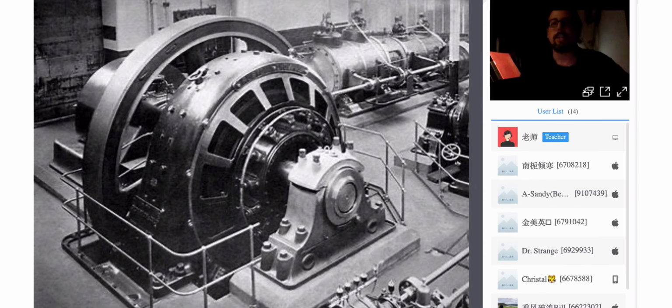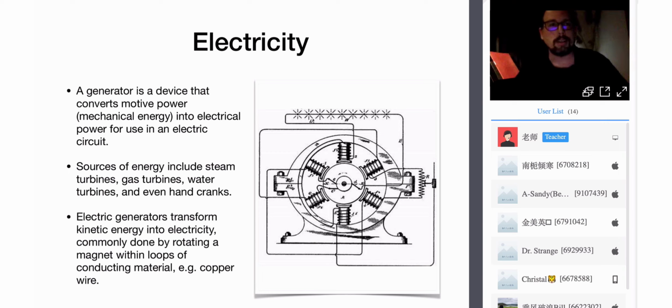Now here's the electric generator. A generator is a device that converts motive power, the force of movement, into electrical power. Okay, and we can use any kind of fuel source, whether it be fossil fuel, gasoline, or kinetic energy such as the power of moving water or wind.